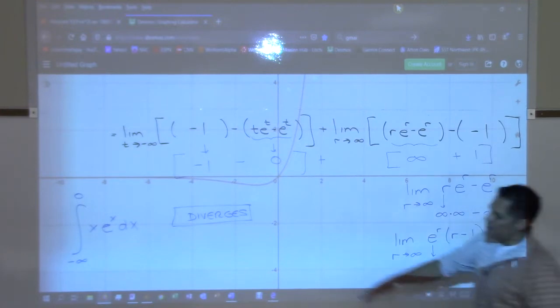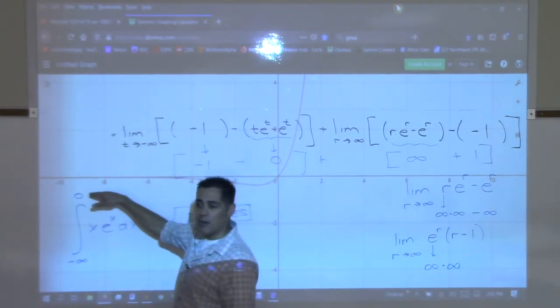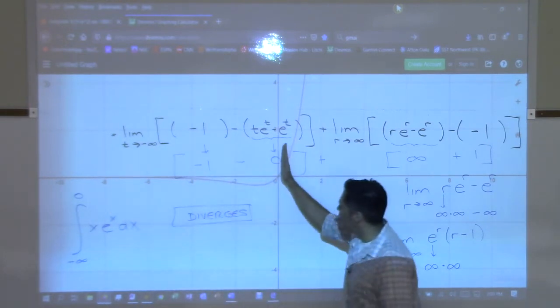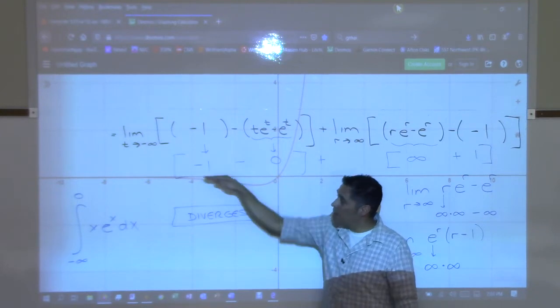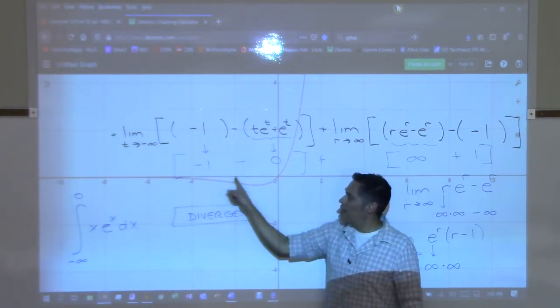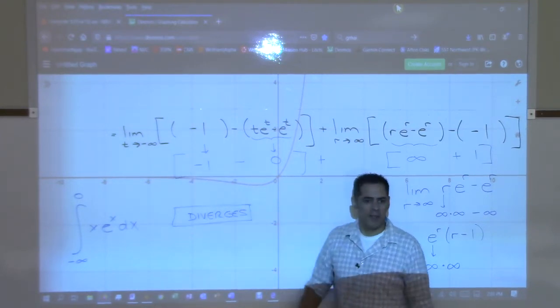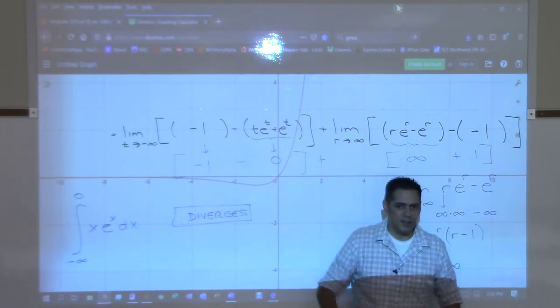So instead of going from negative infinity to infinity, what if we just went from negative infinity to 0? Off the graph, it's just now looking from here over, right? Do y'all see that? It's asymptotic towards the x-axis. This area is -1. It's counting it negative because it's below the x-axis.